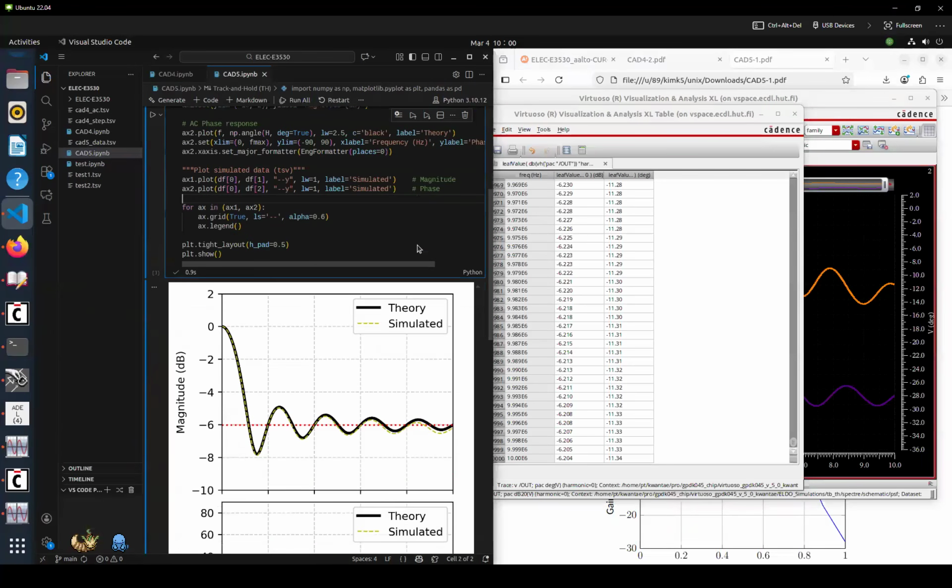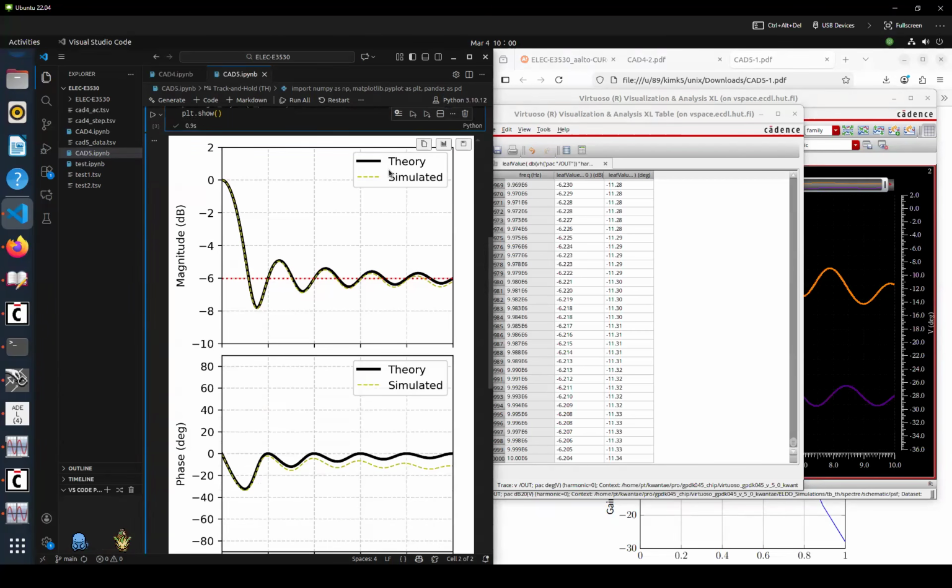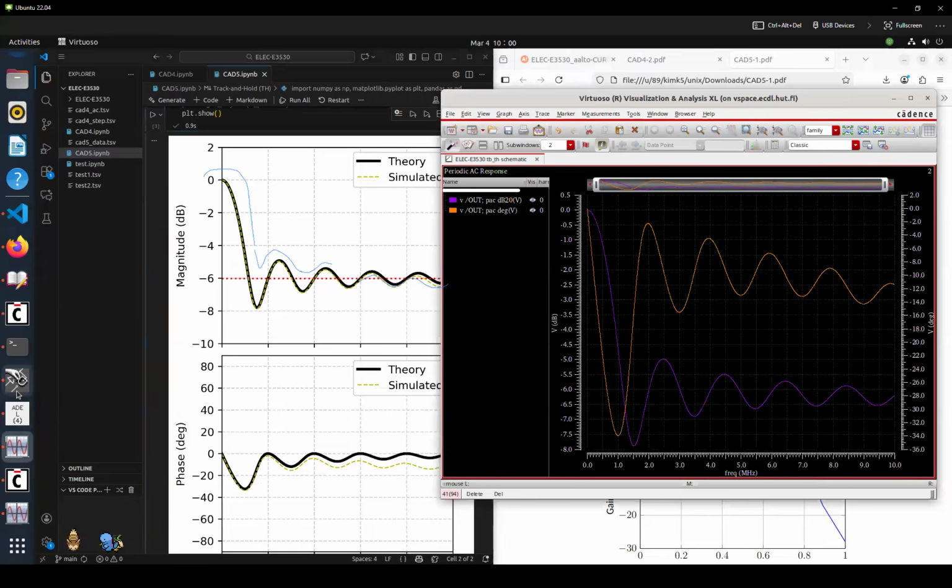So you can see that it nicely matches, right, for the theory and simulated results. Of course, there are some deviations, but in general, you can see how well it matches the theory for the simulated and the theory results. Of course, there is some deviation. This is because of the finite bandwidth of this switch.